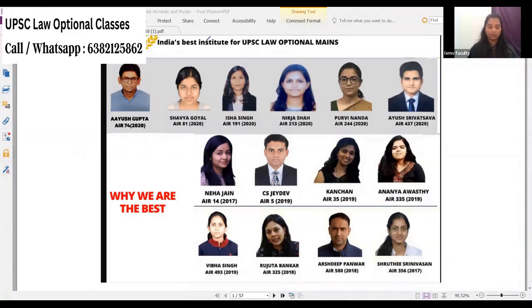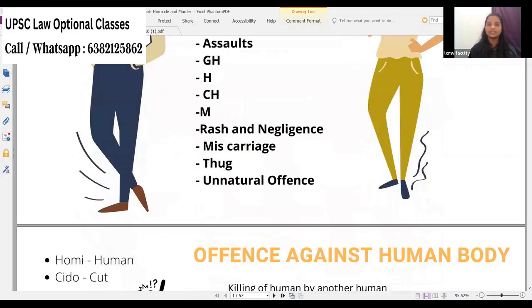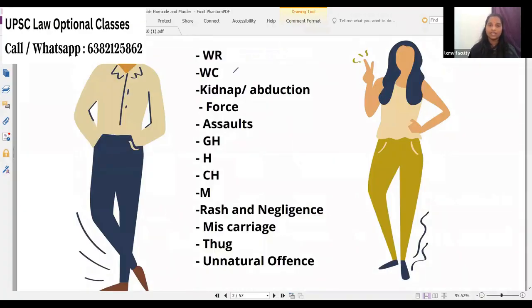Now let's start with our class. Today's topic, we are going to see offense against human body. If you see, there are a lot of offenses against human body. Let me give you a few examples: wrongful restraint, wrongful confinement, kidnap and abduction, criminal force, assault, grievous hurt and hurt. Then we have culpable homicide and murder, and causing death by rash and negligence, then miscarriage, thug, and unnatural offenses.